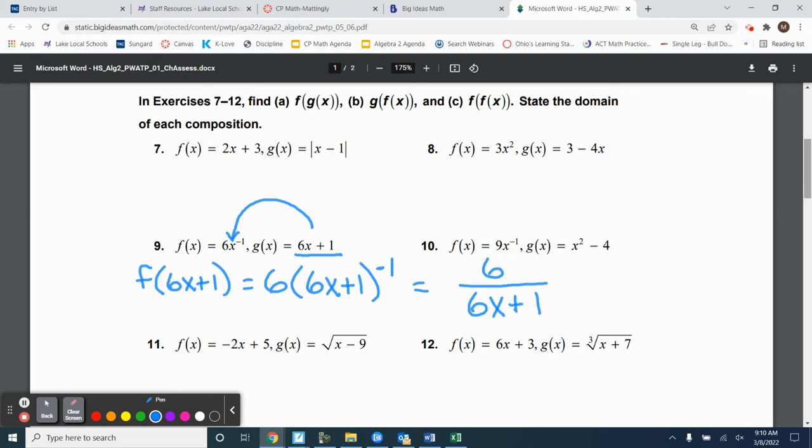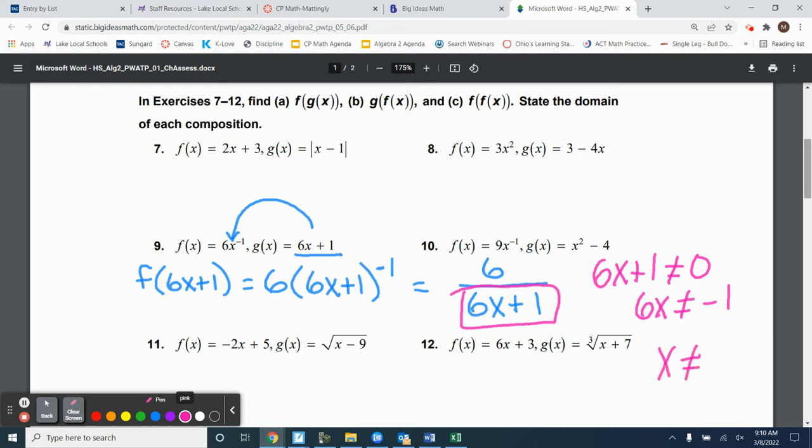Now, it says stuff about domain, right? What is the bottom not allowed to be? 0. So we write 6x plus 1 not equal to 0. So we subtract 1, and then divide by 6. So our domain is all real numbers except what? Except negative 1 over 6. Okay? Remember that?